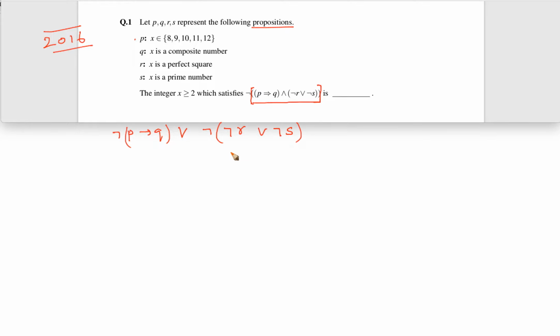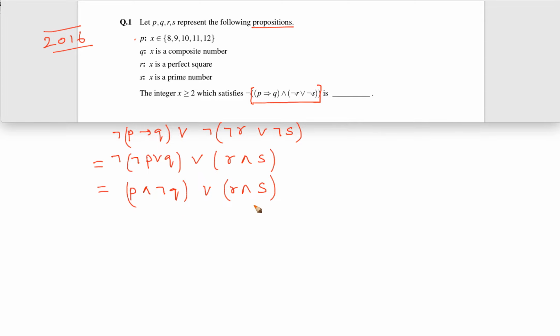Now firstly let's try to understand what this part is. In the meantime we will write p implication q as not p or q, and again De Morgan's rule, so it will be r and s. Now this can be written as, if we apply De Morgan's rule here also, p and not q, or r and s.